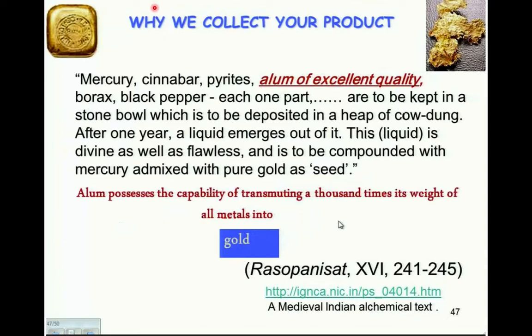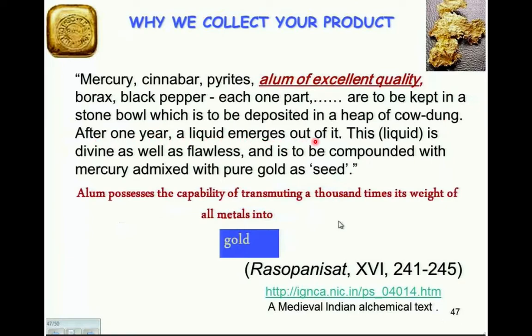This is just a sort of funny aside about this. So this alum was once thought to be a part of the synthesis for the philosopher's stone. So mercury, cinnabar, pyrites, alum of excellent quality, borax, black pepper, each in one part, are to be kept in a stone bowl, which is to be deposited in a heap of cow dung.